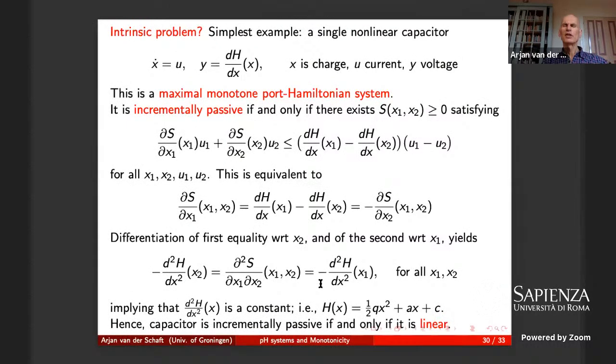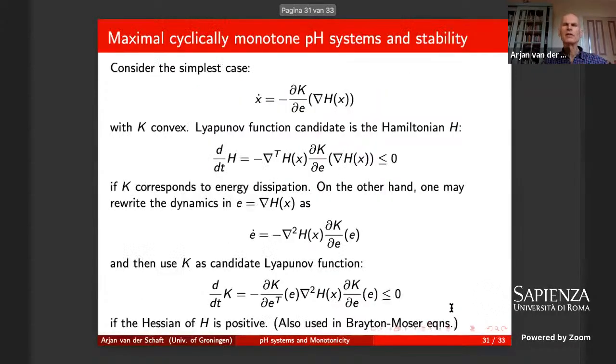So we see that this means that the Hessian of H should be constant. But that of course just means that H is a quadratic affine function. So we come to the conclusion, as was noted by quite a few people before, that a nonlinear capacitor is only incrementally passive if it is a linear one, which is a bit disappointing. So that's a major open question: what are the dynamical properties?